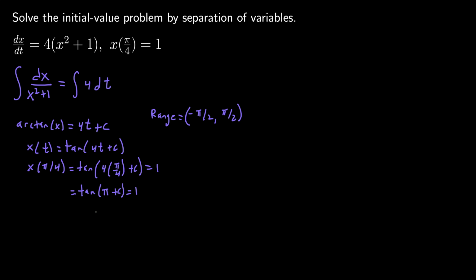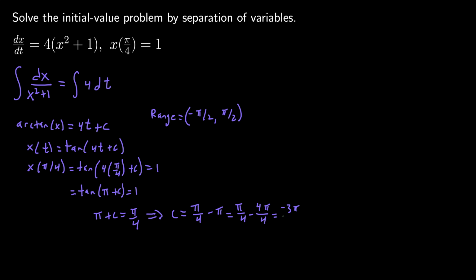Now, if you recall, what angle inside the range of negative pi over 2 to pi over 2 would give us 1? That's pi over 4. Pi over 4 gives us 1. So by equating pi plus c to pi over 4, we would get our value for c. So c equals pi over 4 minus pi, which equals negative 3 pi over 4.